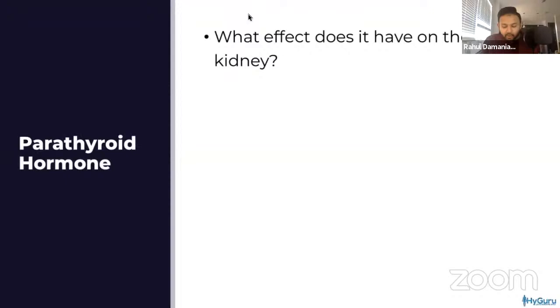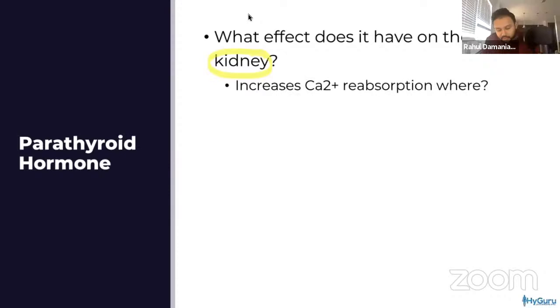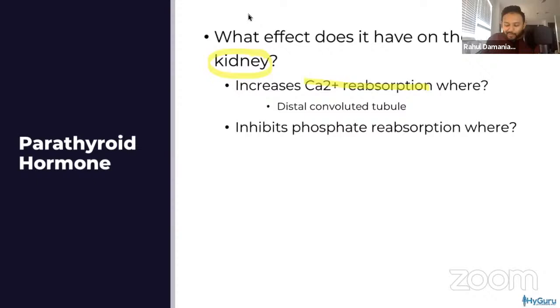Parathyroid hormone. Now, what effect does parathyroid hormone have on the kidney? Well, in the kidney, parathyroid hormone increases calcium reabsorption, and that's going to be primarily at the distal convoluted tubule via upregulation of calbindin. But remember, parathyroid hormone is also known as phosphate trashing hormone, and thus it inhibits phosphate reabsorption. Where? Well, that's going to be at the proximal convoluted tubule. And it's increasingly high yield for you to know that phosphate trashing occurs at the proximal convoluted tubule.